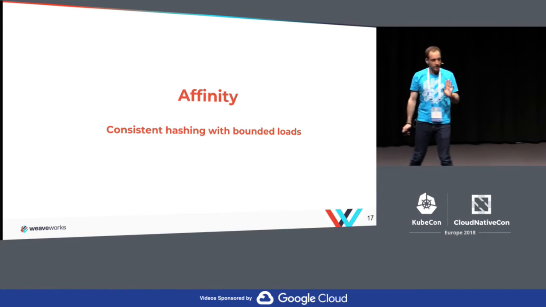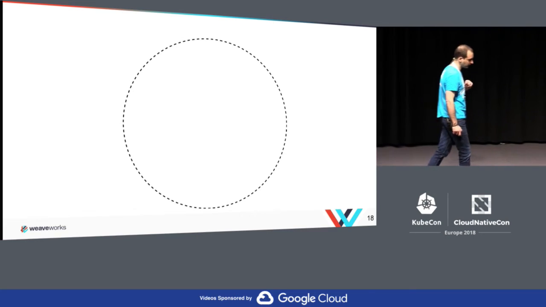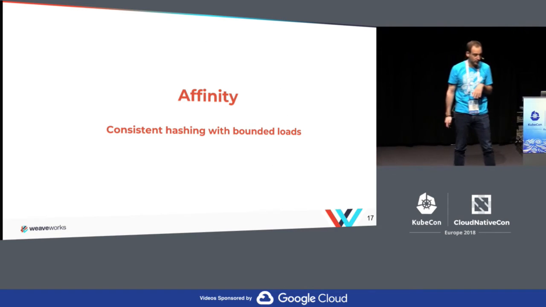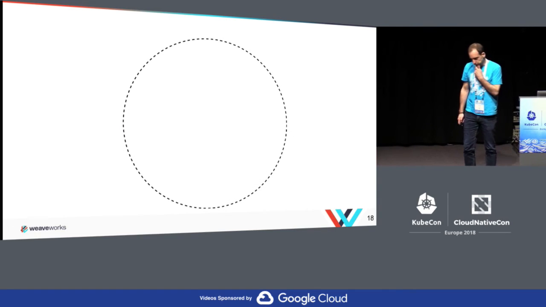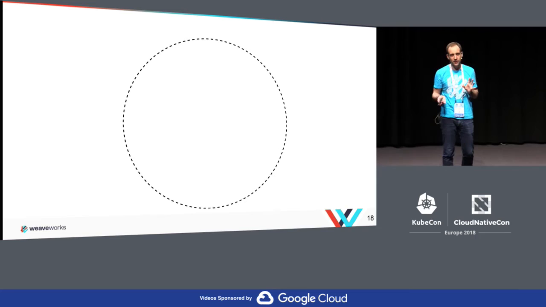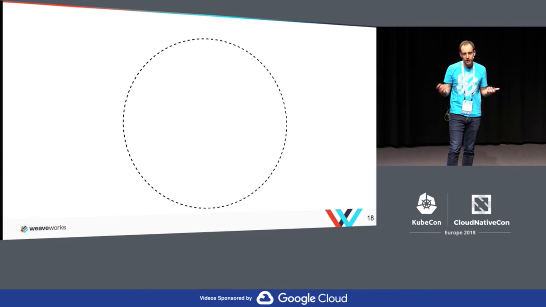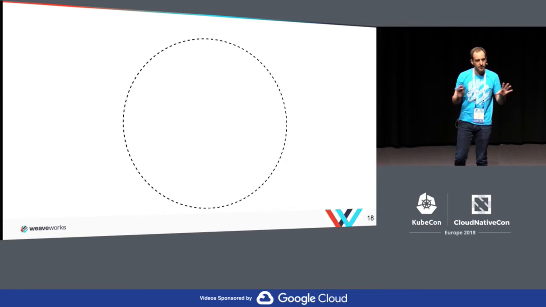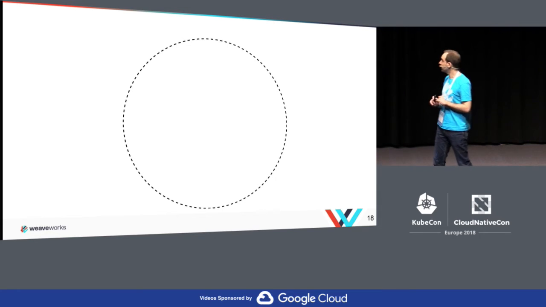Okay, let's talk a bit about affinity. And consistent hashing with bounded loads, which was in the abstract at least. So this is the hash ring. I'm guessing people are starting to be familiar with that. Consistent hashing is quite prevalent in distributed services. It's everywhere. But let's go through it step by step.